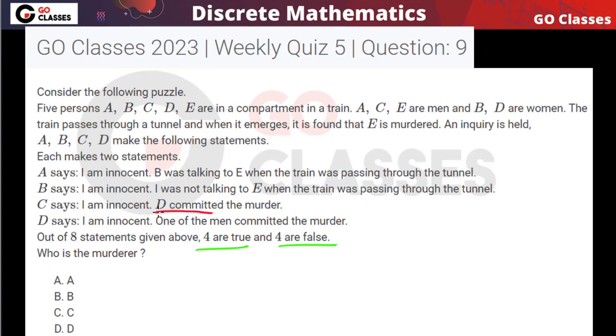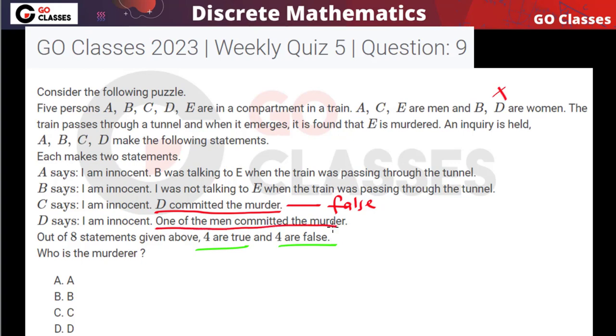And so this is false: D committed the murder. It means D did not commit the murder. Remember, this is false. What does it mean? It means D did not commit the murder. So D is not a murderer. Okay, D is not a killer.